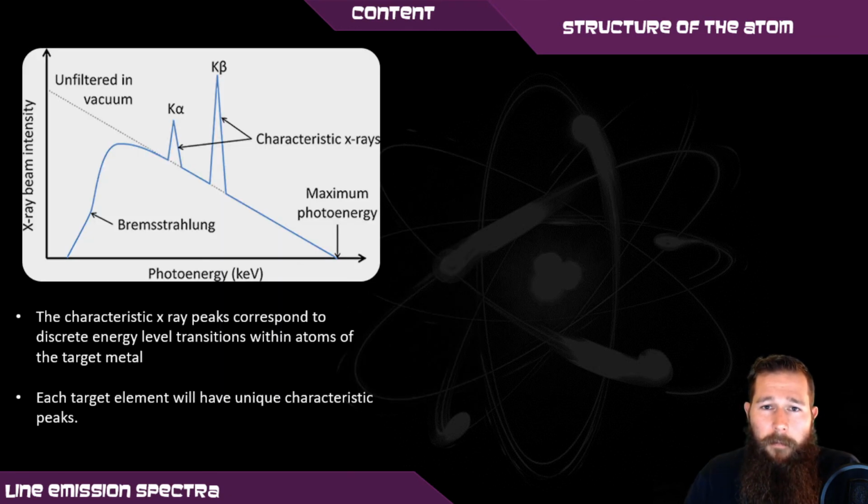So the movement of electrons between energy levels is also why we see these characteristic peaks on X-ray diagrams. They correspond to the discrete energy level transitions within atoms of a target material.